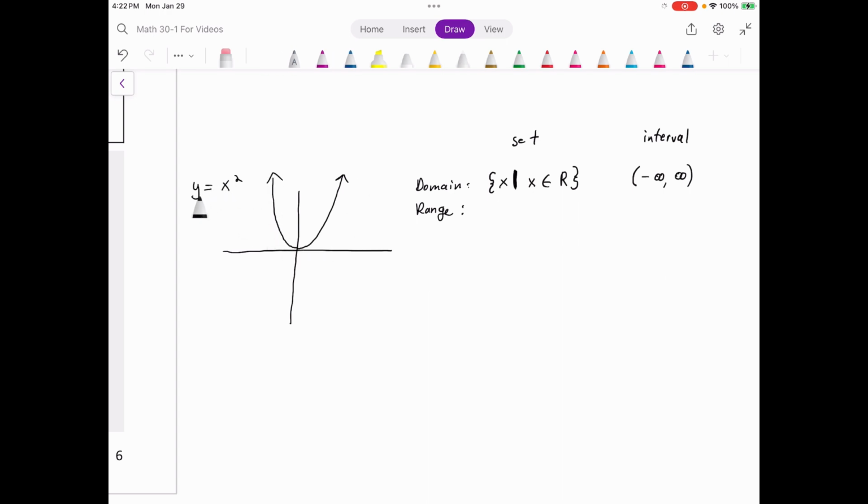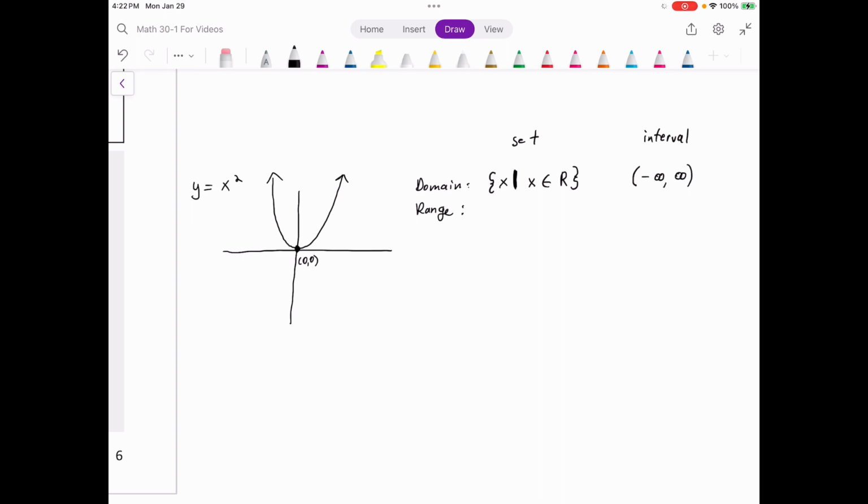The smallest y could ever be is 0. 0 squared would be 0, but then like 0.1 squared would be bigger than 0. Negative 0.1 squared would be greater than 0, right? So this goes down to the point 0, 0, and it never goes lower than that. Its minimum is at 0, 0, okay? Or its minimum is at y equals 0. The vertex is located at 0, 0.